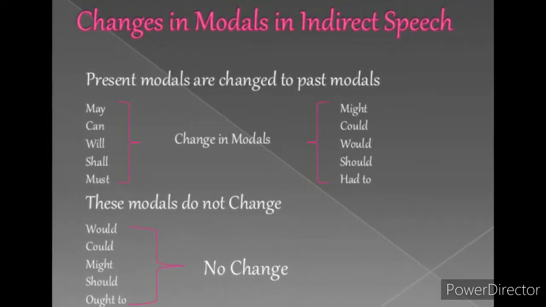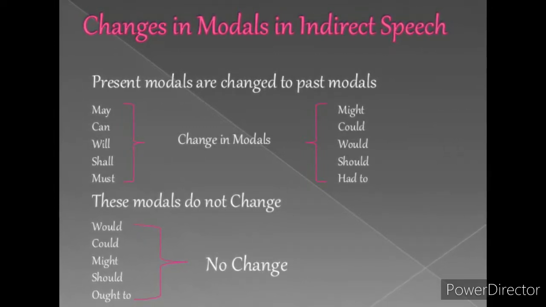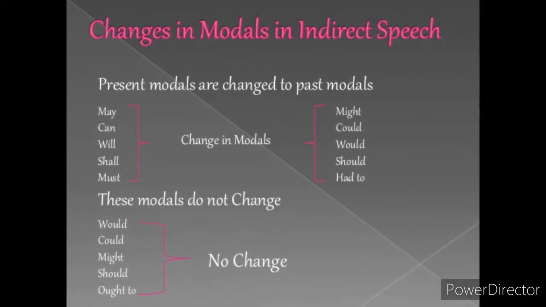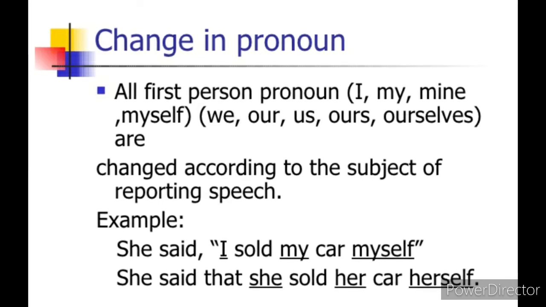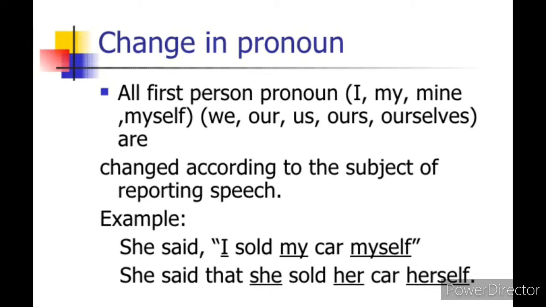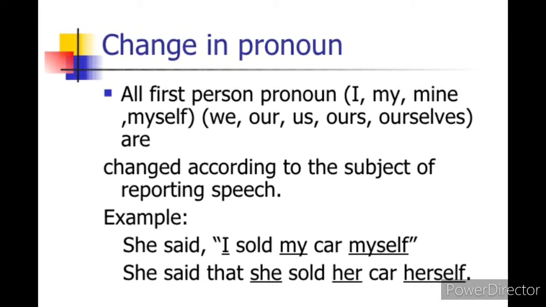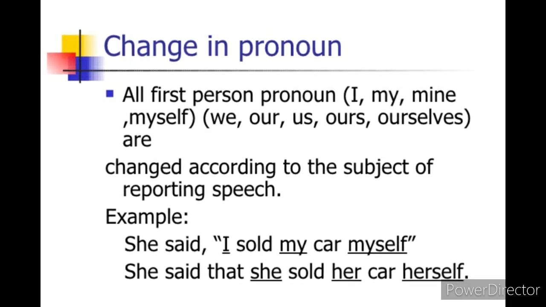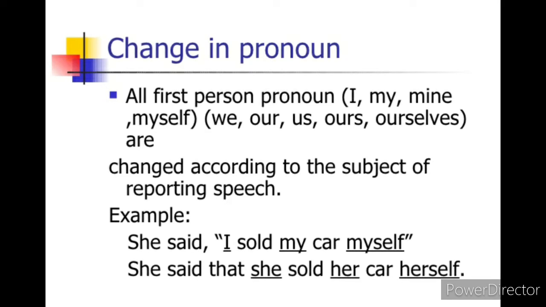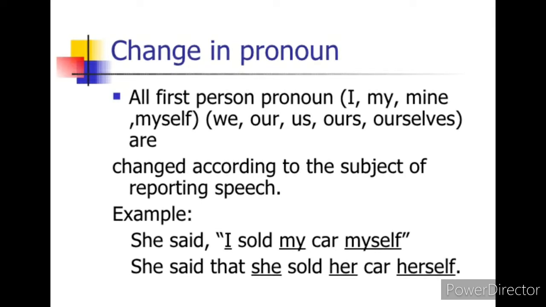Dear students, there is a very important point: changes in pronouns. Remember SON upon 1, 2, 3. S means subject, O means object, N means no change. 1, 2, 3 means first person, second person, third person. All the first person pronouns, I, my, mine, myself, we, our, us, ours, ourselves, are changed according to the subject of the reporting speech or reporting verb.